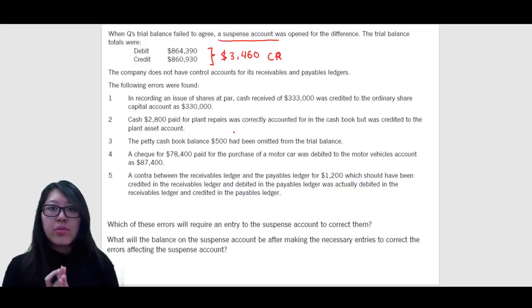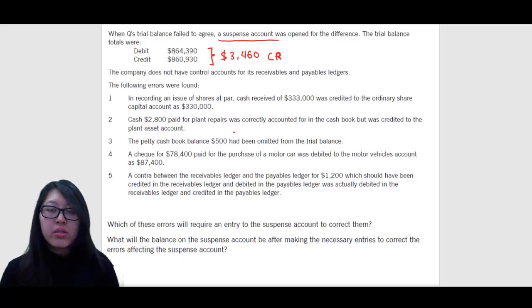Okay, so for the first error, it says here, in recording an issue of shares at par, cash received of $333,000 was credited to the ordinary share capital account as $330,000. So it's issued at par, so that means we are not getting any share premium, and whatever cash we received is the amount that we should add to the share capital account, which is not what they did, because it was supposed to be 333, but they put 330,000.